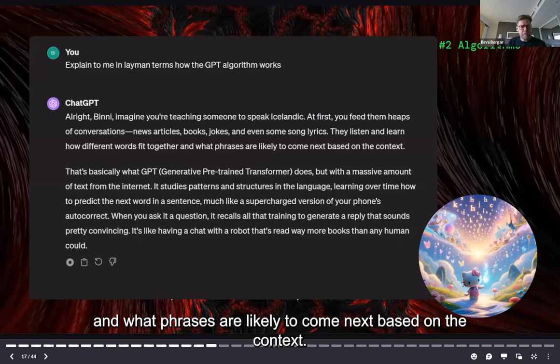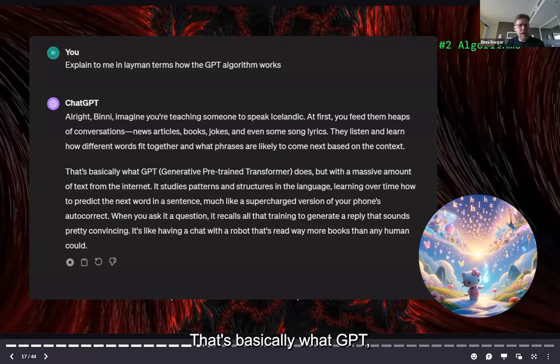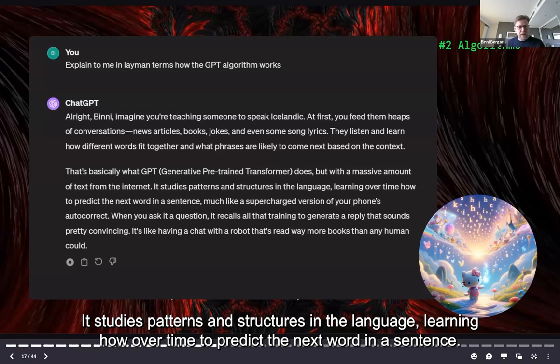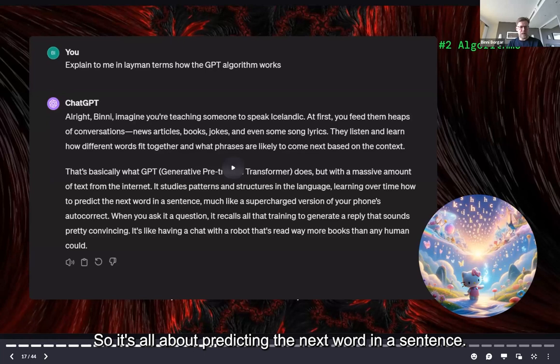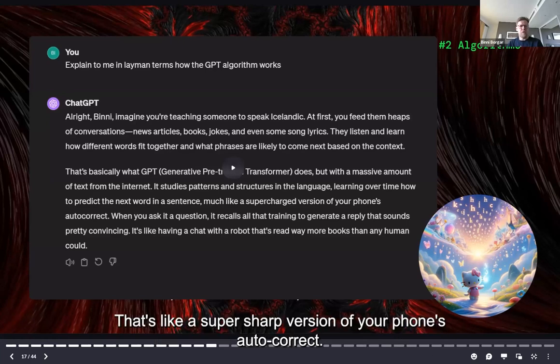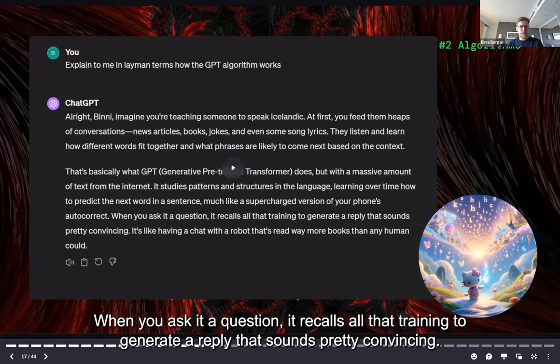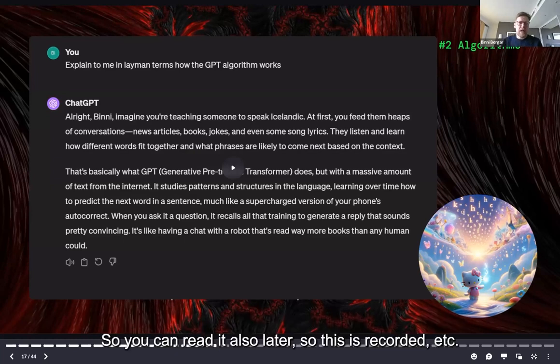based on the context. That's basically what GPT, generative pre-trained transformer, does, but with a massive amount of text from the internet. It studies patterns and structures in the language, learning over time to predict the next word in a sentence. So it's all about predicting the next word in a sentence, much like a supercharged version of your phone's autocorrect. When you ask it a question, it recalls all that training to generate a reply that sounds pretty convincing.